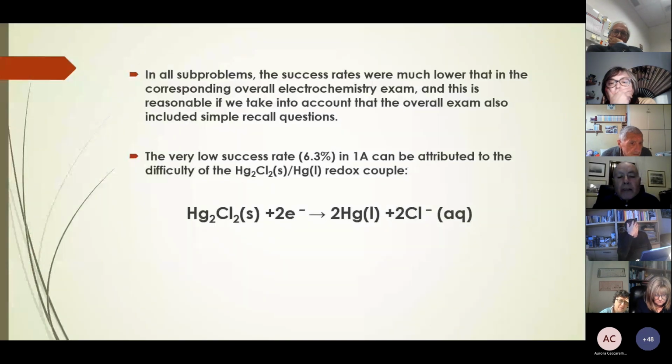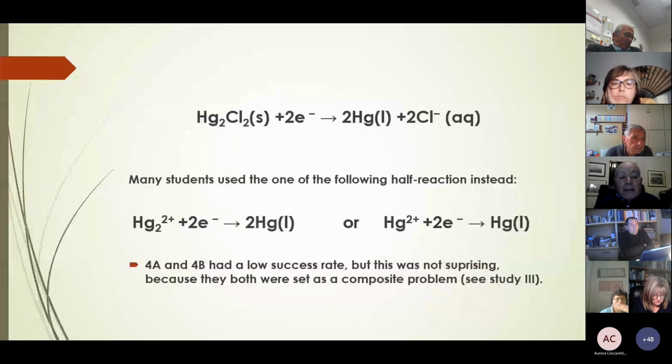The very low success rate, 6% in the first question, can be attributed to the difficulty of this redox couple, which belongs to what we call an electrode of the second kind. Many students here used one of the following half reactions instead, where the second reaction is irrelevant, involving the 2+ mercury ion. The first one is okay with the ion, but it uses the ion and not the insoluble electrolyte.